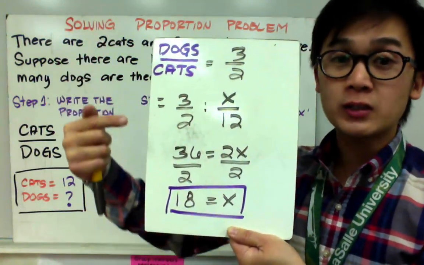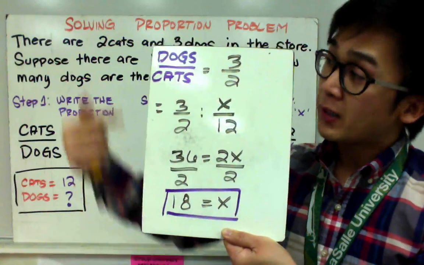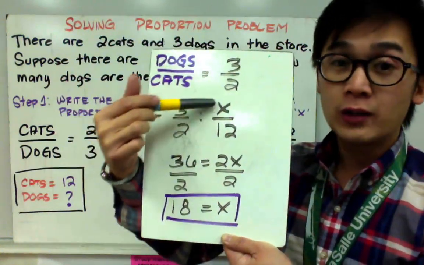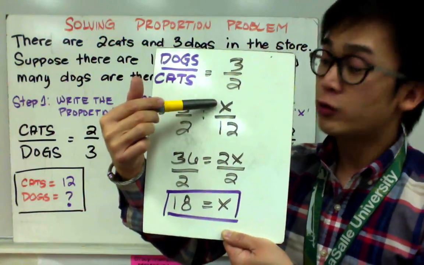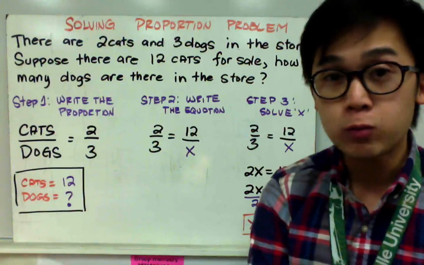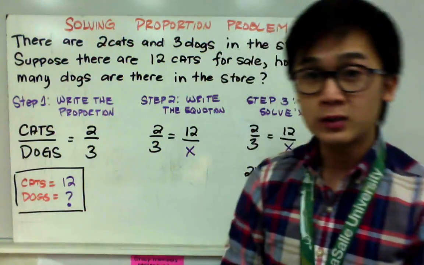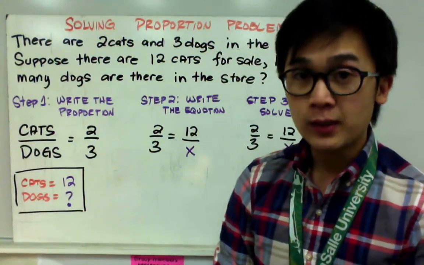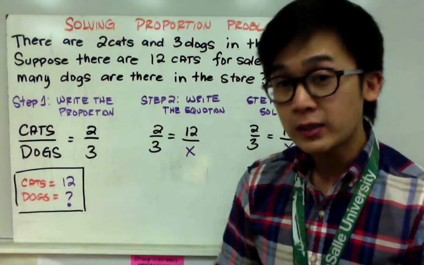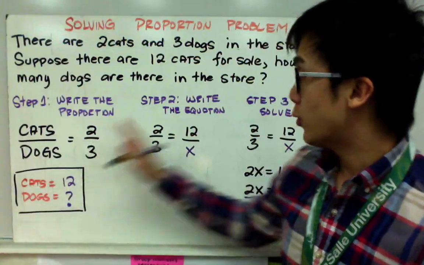Kailangan lang maging consistent kayo sa solution nyo na kapag inuna nyo si dogs dito, kailangan doon sa setup ng equation nyo, yung dogs nyo naman yung mga nasa numerator. So once again, sa ratio and proportion, order is very important. Kailangan alam nyo yung cross multiplication at kailangan marunong kayong magbasa at mag-isip ng konting-konti para ma-setup nyo yung equation nyo.